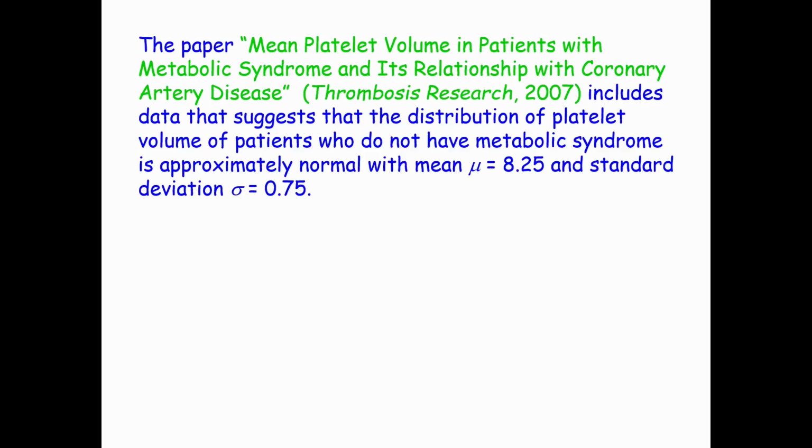The paper "Mean platelet volume in patients with metabolic syndrome and its relationship with coronary artery disease" includes data that suggests that this distribution of platelet volumes of patients who do not have metabolic syndrome is approximately normal with a mean of 8.25 and a standard deviation of 0.75. So that's our important information there.